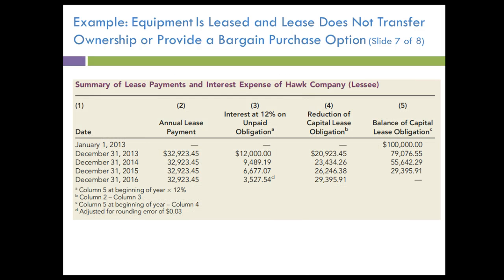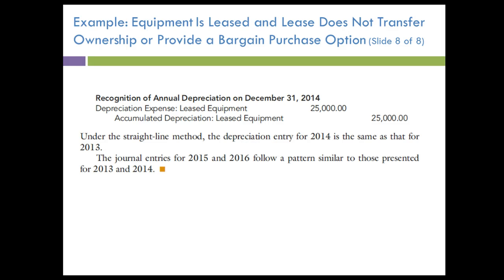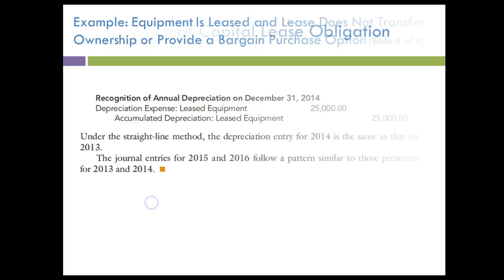You can see here how this is determined. We start with the $100,000 value, and from there we take our annual lease payment, subtract from it the interest, and the difference is going to be applied to the lease obligation. And you can see at the end of year 4 the balance of the lease obligation is 0. Again, the depreciation will be a straight line at $25,000. We'll record this just like we would a normal asset, a depreciation expense and an accumulated depreciation.